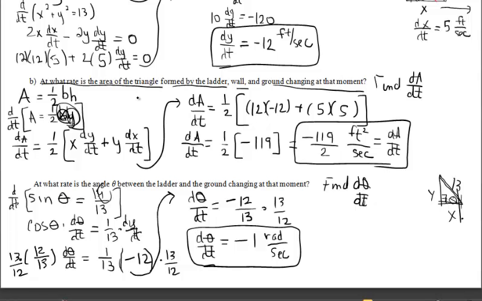So there's a lot that you can do with this kind of problem situation with the ladder. You can look at a right triangle. You can look at the Pythagorean theorem. You can look at area. You can look at angles. So a lot for us to consider in this one little problem here.